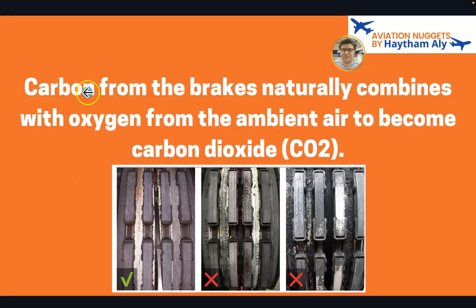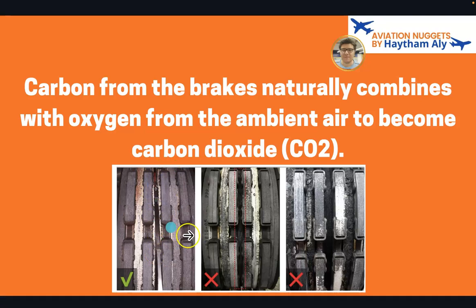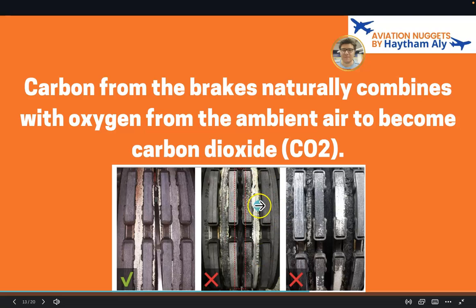So, carbon from the brakes naturally combines with oxygen from the ambient air to become carbon dioxide, CO2. This brake unit is a good one, and it is not affected by oxidation. This brake unit is a bad one. You see here the mid disc suffers from oxidation, and this brake unit is heavily oxidized. And now the outer disc in this picture, we see that the outer disc is heavily oxidized.